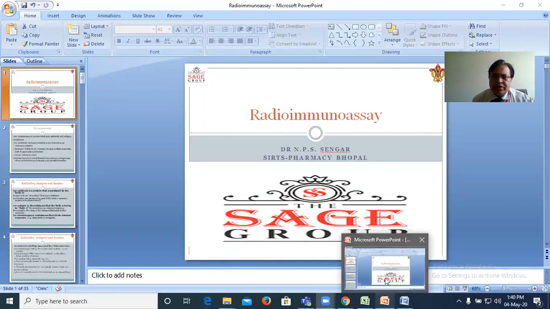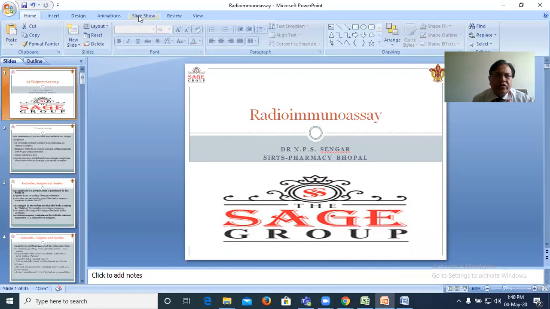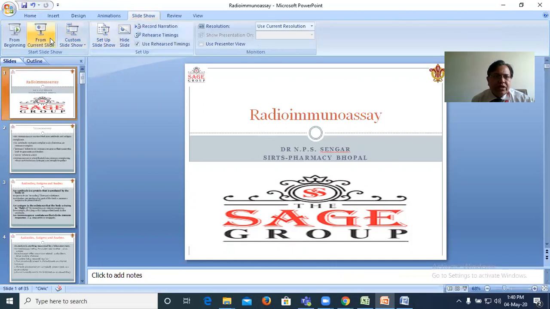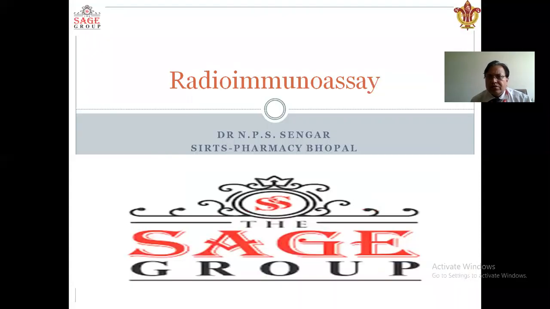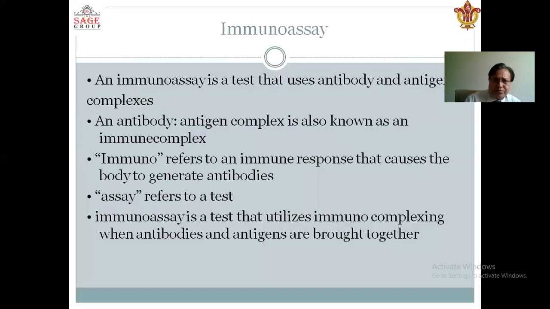Dear student, today we are going to study radioimmunoassay, that is revision class. Here you can see on screen radioimmunoassay.